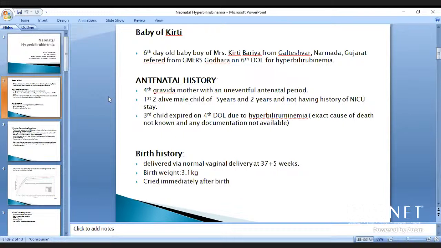Newborn screening test: the importance of newborn screening tests here is to rule out hypothyroidism, galactosemia, and tyrosinemia. Okay, sir. In our case, we sent thyroid levels, though the mother has no history of hypothyroidism, and they were within normal limits.